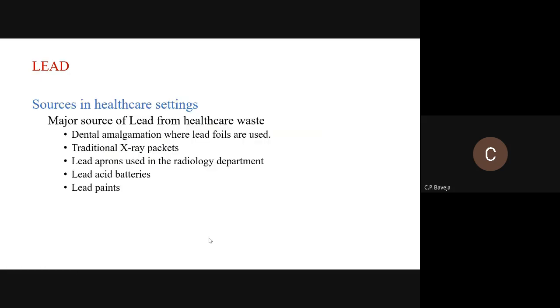Lead. Sources in healthcare settings. What are the sources of lead in a healthcare setting? Major sources of lead from healthcare waste are dental amalgamation, where lead foils are used, traditional X-ray packets, lead aprons used in the radiology department for protection, lead acid batteries, and lead paints.